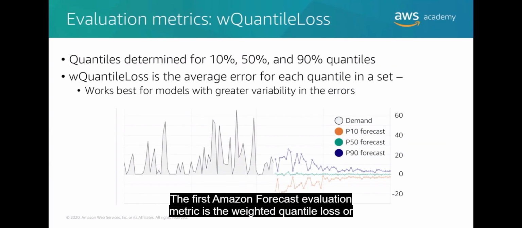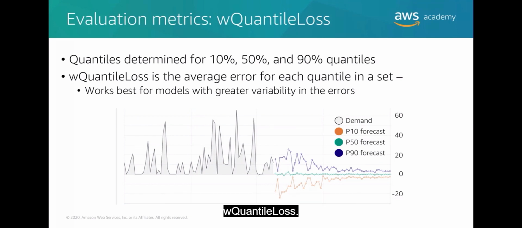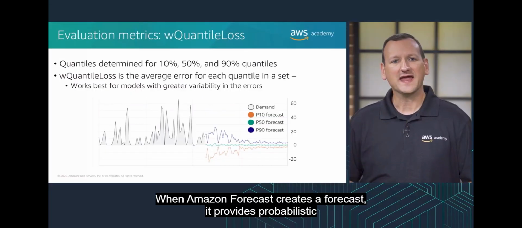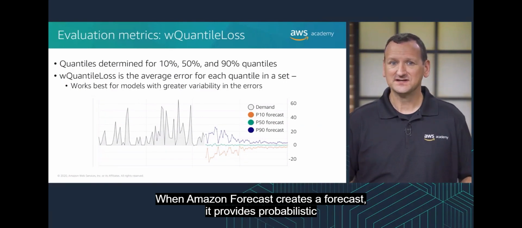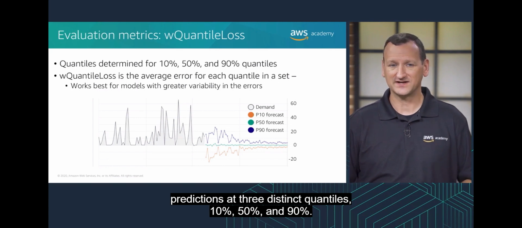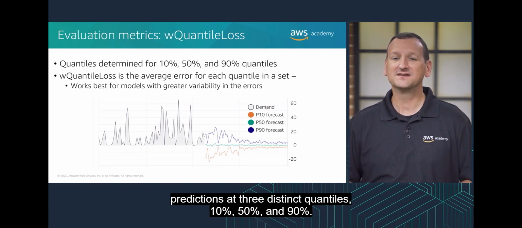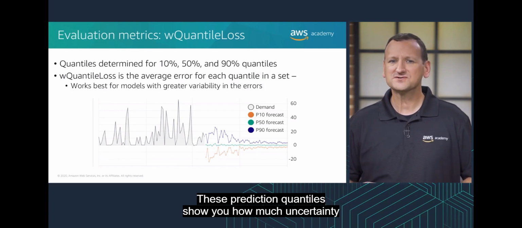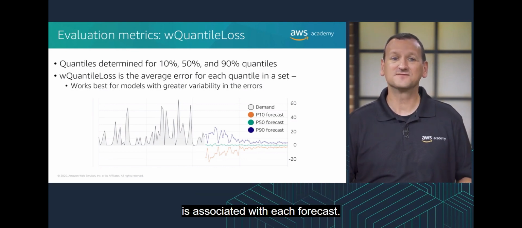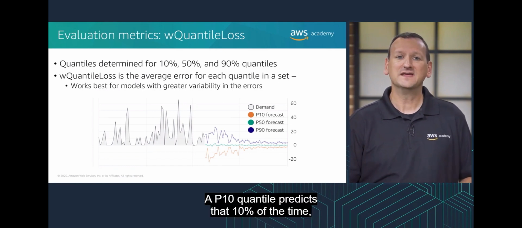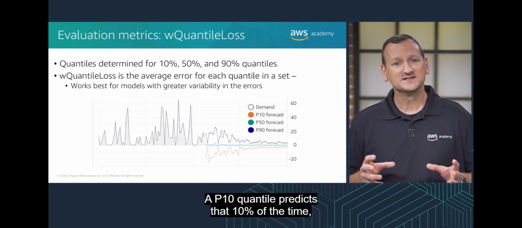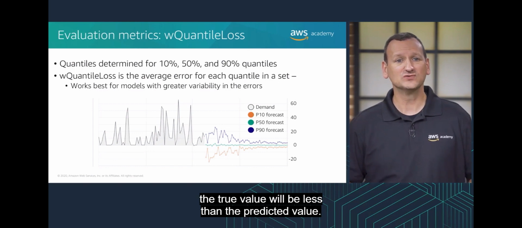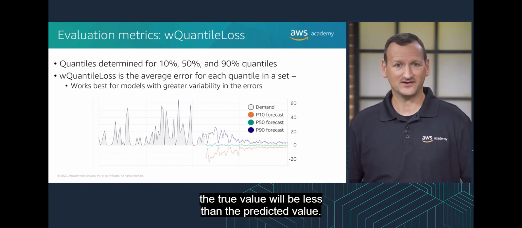The first Amazon Forecast evaluation metric is the weighted quantile loss, or W quantile loss. When Amazon Forecast creates a forecast, it provides probabilistic predictions at 3 distinct quantiles: 10%, 50%, and 90%. These prediction quantiles show you how much uncertainty is associated with each forecast. A P10 quantile predicts that 10% of the time, the true value will be less than the predicted value.